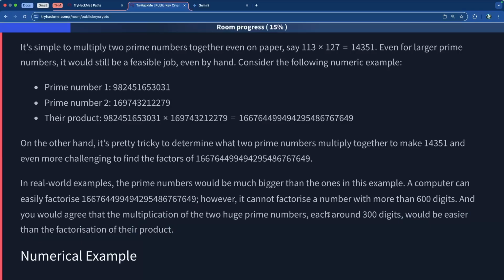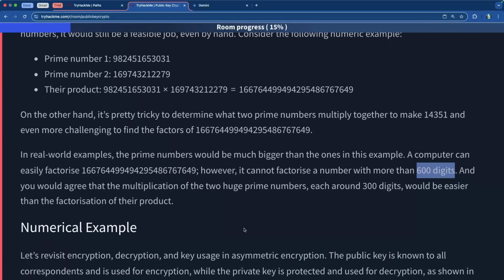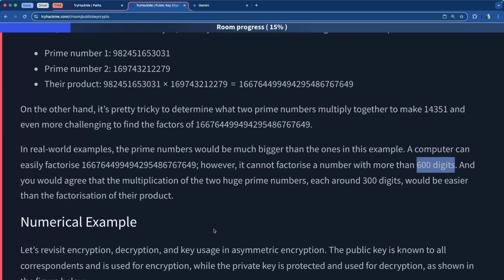So if you multiply two 300-digit numbers, that process would relatively be easier than trying to figure out the factors of a 600-digit number, meaning what were the two numbers that were multiplied that ended up with this 600-digit number. It could be a variety of different numbers, right? So for example, if you wanted to get 10, it could be 1 times 10, or it could be 2 times 5. That's a very basic example, but you can see that just for the number 10, you have at least two different sets of factors that could potentially exist.